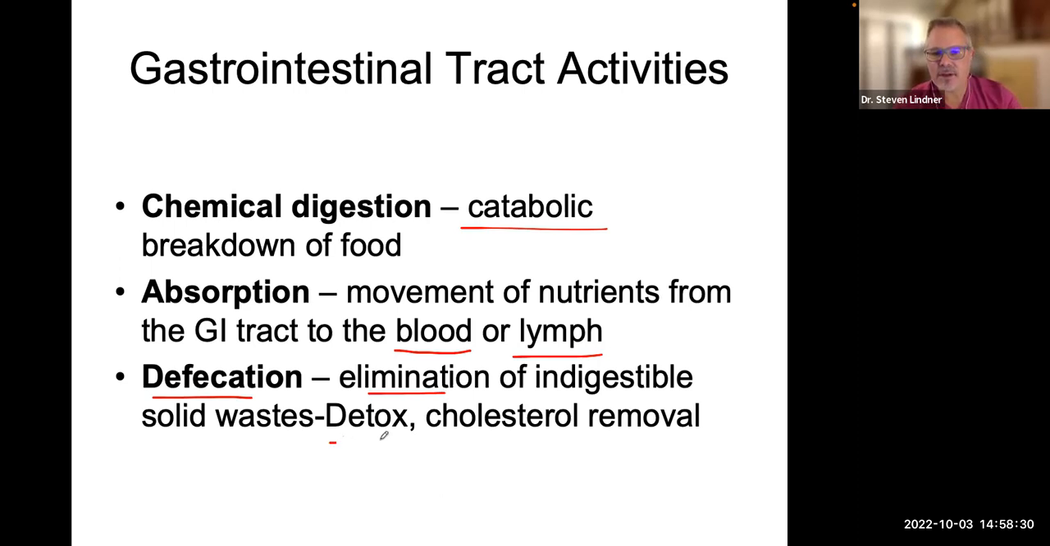Through defecation, it allows detoxification, and it also allows for the removal of cholesterol. Years ago, I remember I had a woman that came to my office, and she had high cholesterol, it was over 500.